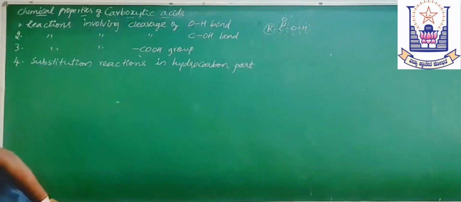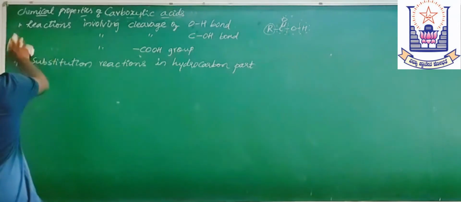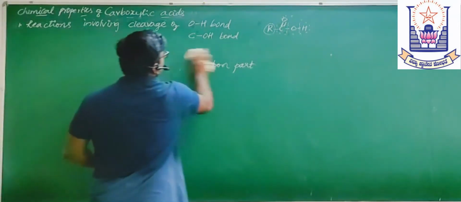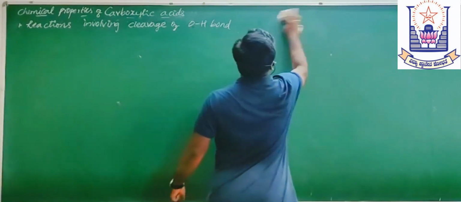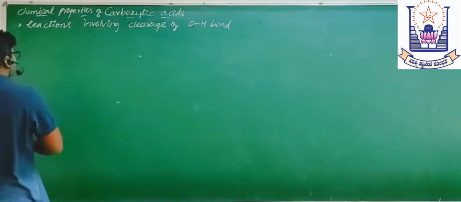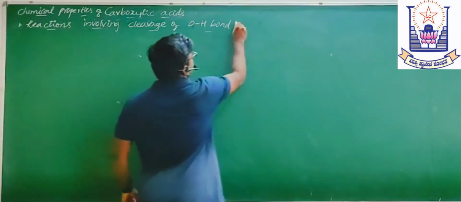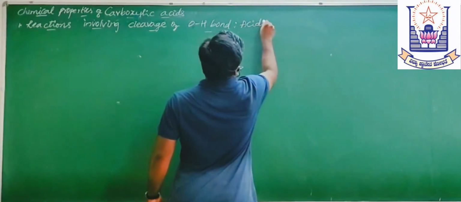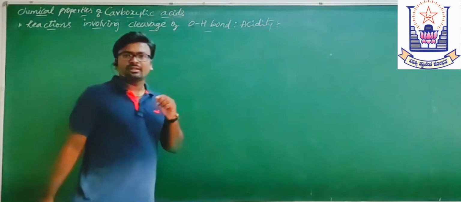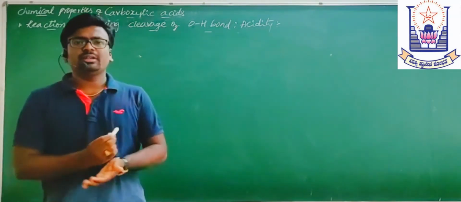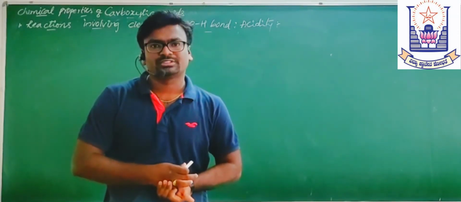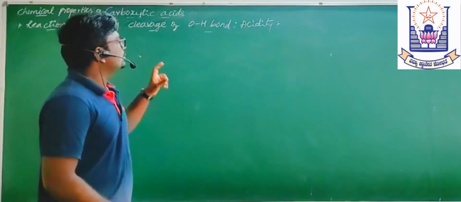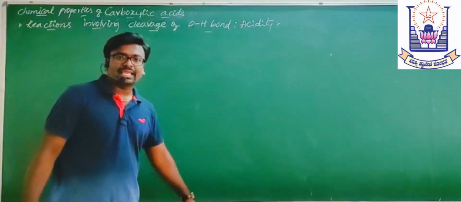What is the first one? Reactions involving cleavage of the OH bond. I already told you that it proves the acidity of carboxylic acid. So we know a proton donor is an acid. According to which concept? According to the Bronsted-Lowry concept, a proton donor is an acid.